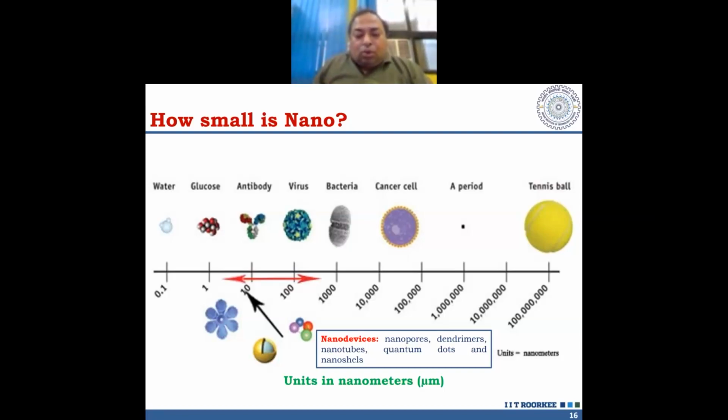So, which are nano devices? Nano devices are nanopores, dendrimers, nanotubes, quantum dots, and nanocells. Generally, their size varies between around 5 nanometer to 500 nanometer. We will see a lot of those variations, their measurements, their possibility to develop complexity, and that's what the journey would be all about.